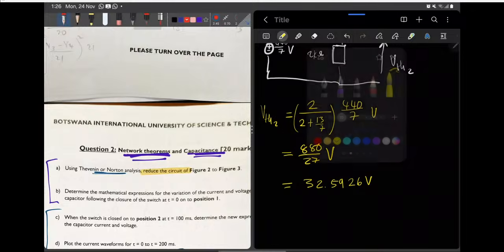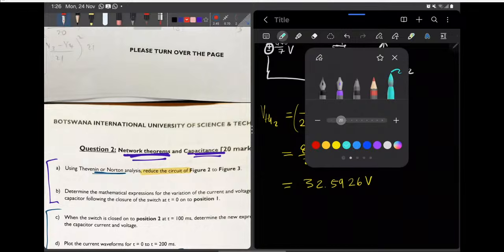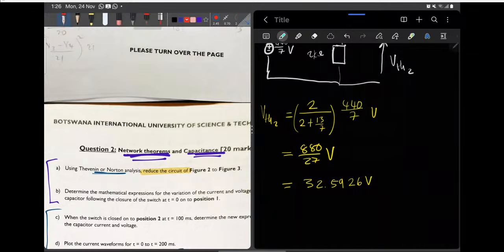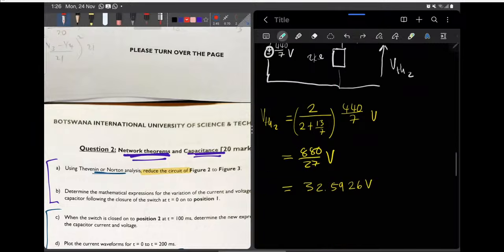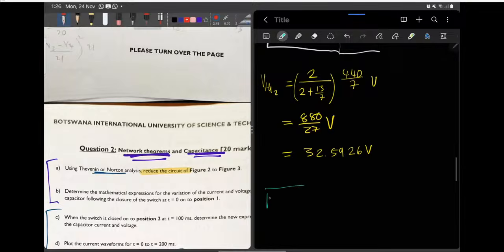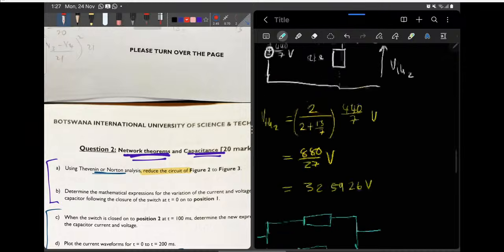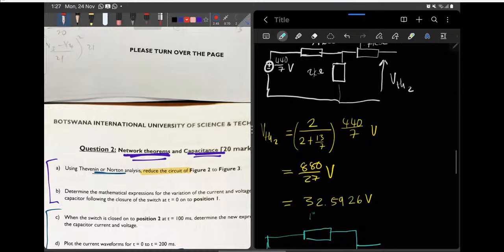Then, now we're going to draw our R Thevenin. It's time to do the R Thevenin. Okay? And to do the R Thevenin, what do we do? We just take this, but we're going to short circuit the source. So in actual fact, you'll be just having something like this. And you're going to have them like this. And in here we're going to have 13 over 7 kilo ohms. Then in here we're going to have 2 kilo ohms.